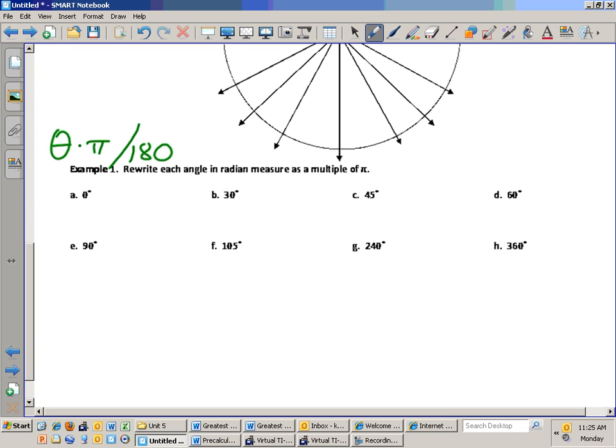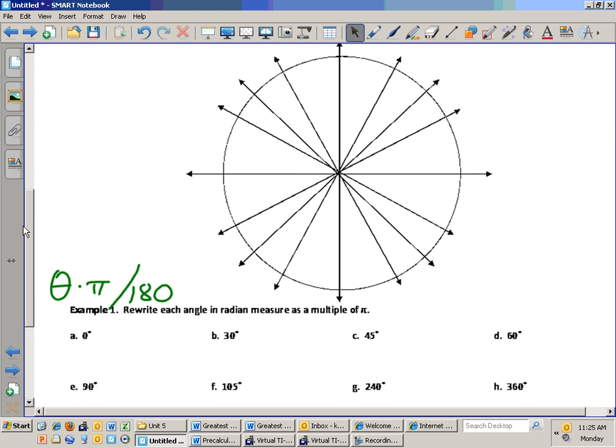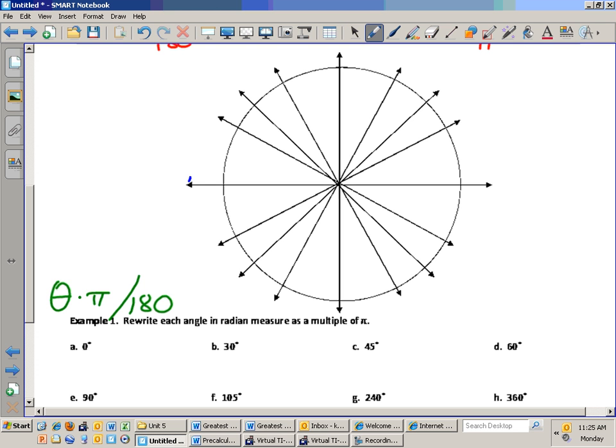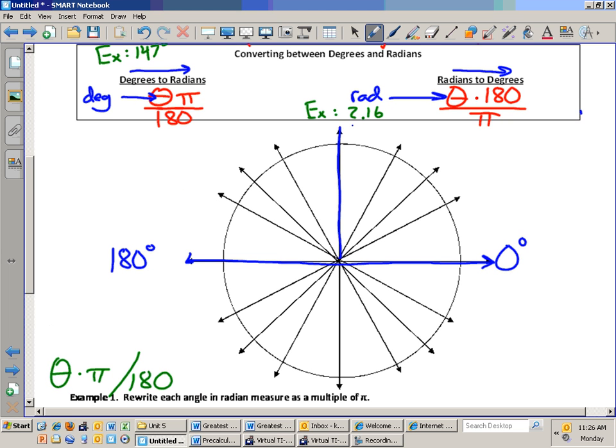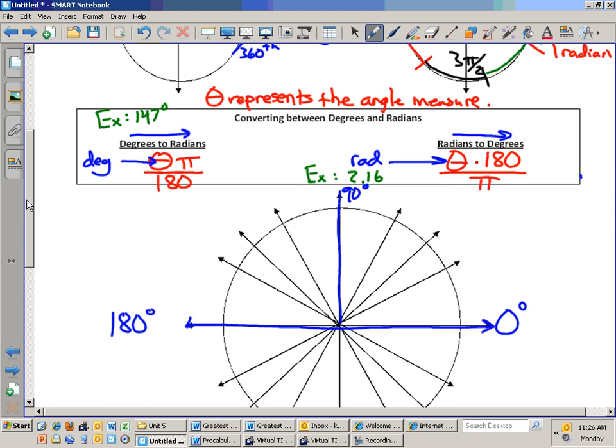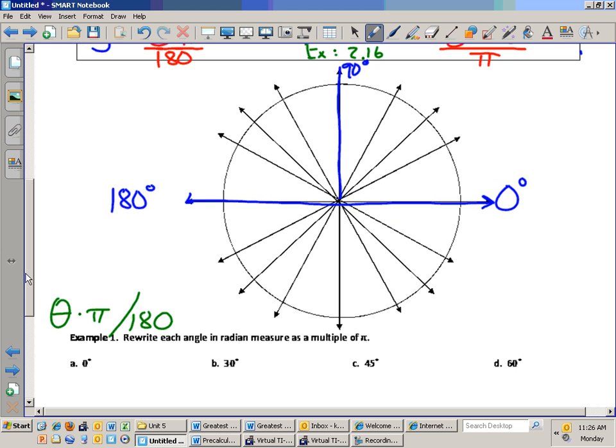Rewrite each angle in radian measure as a multiple of pi. 0 degrees, as you look at your graph, here's how we classify it. This right here is 0 degrees. This over here is 180 degrees. This up here is 90 degrees. Some people didn't like that first hour. They said they would want 0 to be at the top and then 90 to be here, so on and so forth. It's not like that. It moves counterclockwise, kind of like you would around the quadrants.